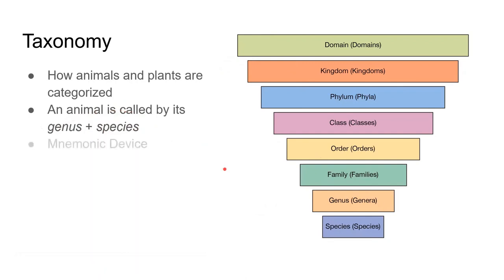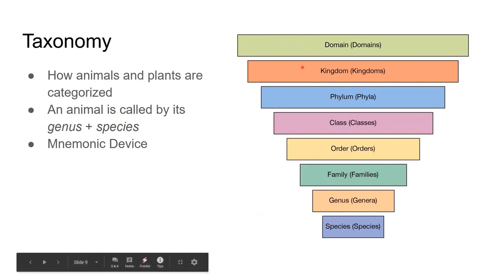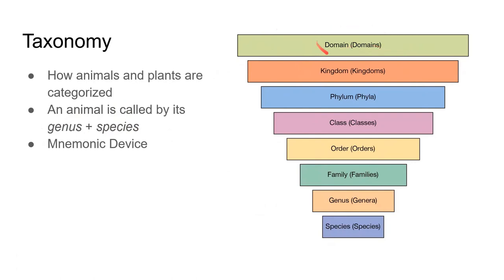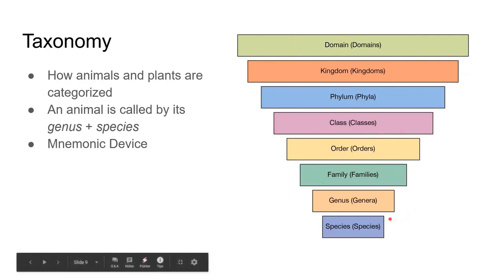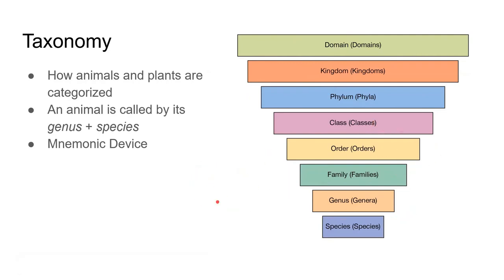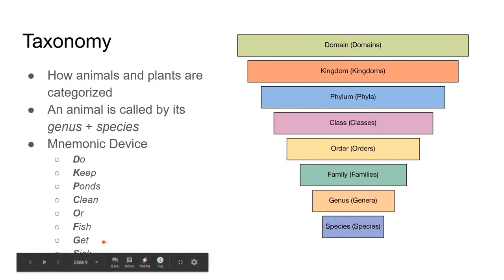Okay. So you're going to definitely want to know which category encompasses the other categories, or think of which one's bigger than the other, if that makes sense. So domain encompasses everything: domain, kingdom, and then phylum, class, order, family, genus, species. A way to remember that is this mnemonic device: Do Keep Ponds Clean, Or Fish Get Sick. So domain, kingdom, phylum, class, order, family, genus, species.